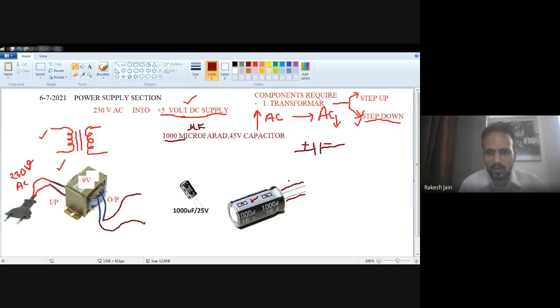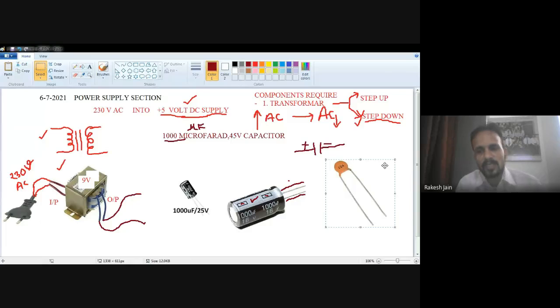And how does the non-electrolytic capacitor look? See this one. This image is of a non-electrolytic capacitor. This is a very simple non-electrolytic capacitor. Here no plus and minus is given. Both the terminals are of equal size. No plus and minus are there. So that is a non-electrolytic capacitor. One more example of a large size non-electrolytic capacitor. This is a non-electrolytic capacitor.